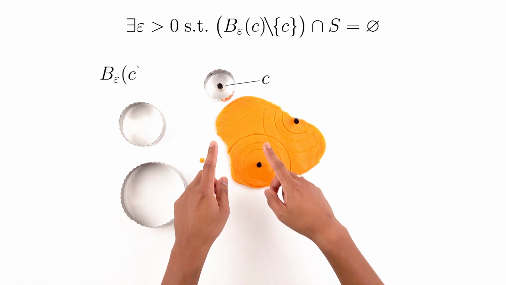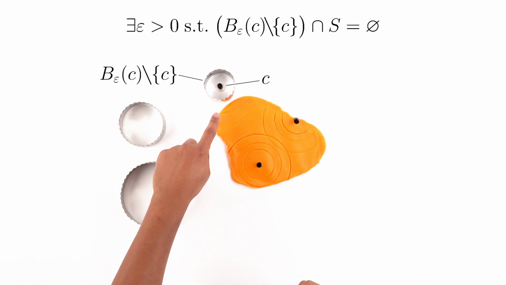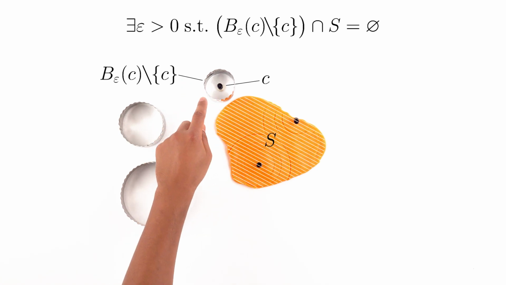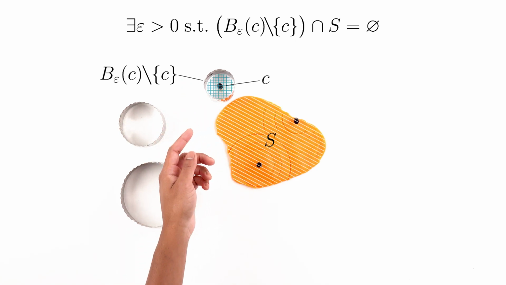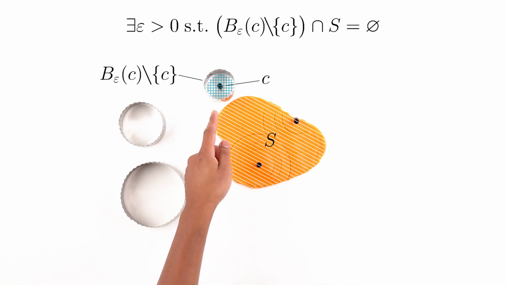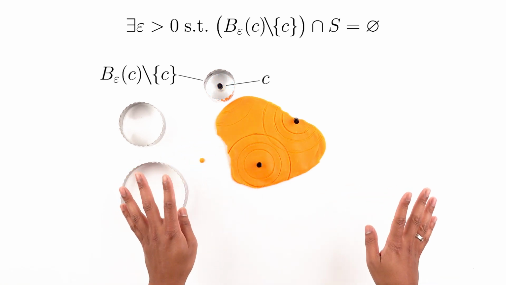Now if I place this smaller open ball, again punctured, now there are no points inside the mango and inside the ball. This proves that the punctured open ball centered at C is empty for this choice of epsilon. This proves that C is not a limit point.